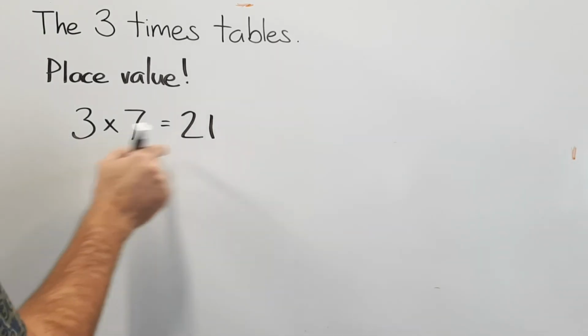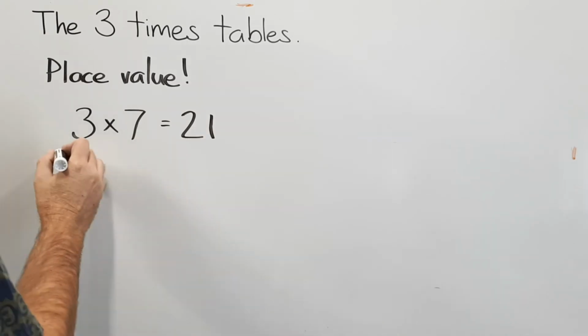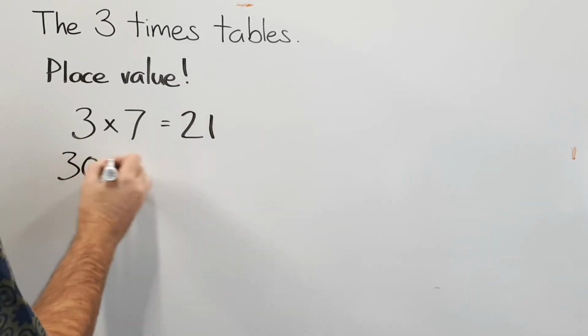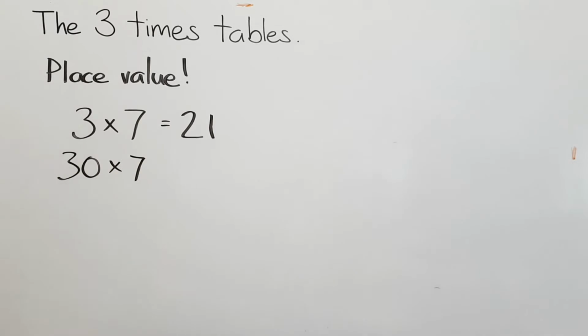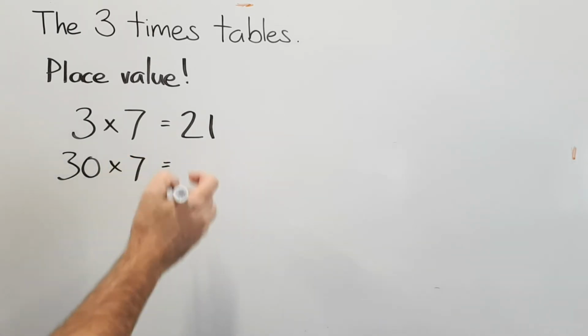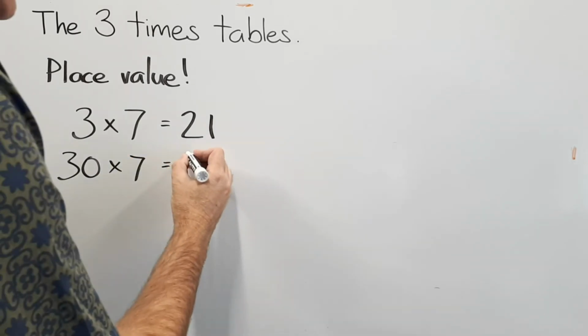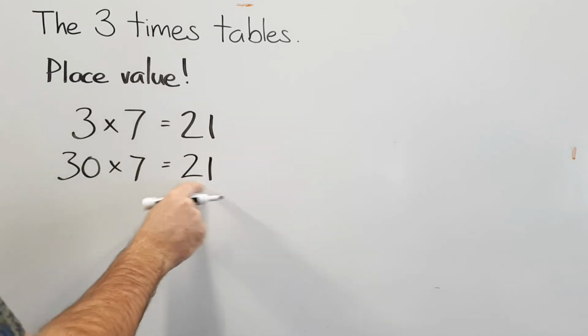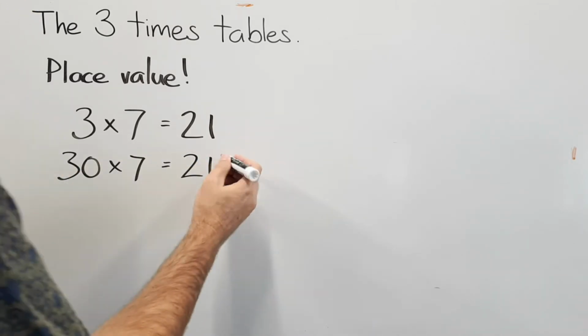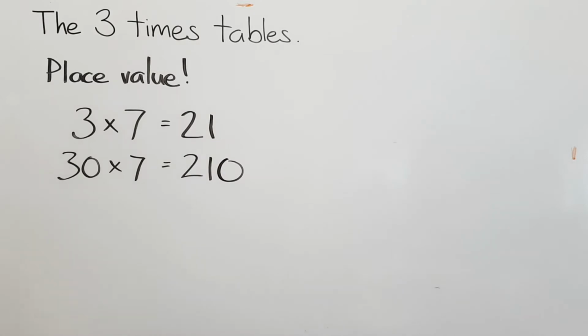That helps us with our place value, and we can use it like a family of facts. If we know 3 times 7 is 21, we also know then that 30 times 7 is going to be related to 21 somehow. So long as we keep our numbers in order, we know that it's 10 times more. So 3 times 7 is 21, 30 times 7 is 210. It works with much bigger numbers too.